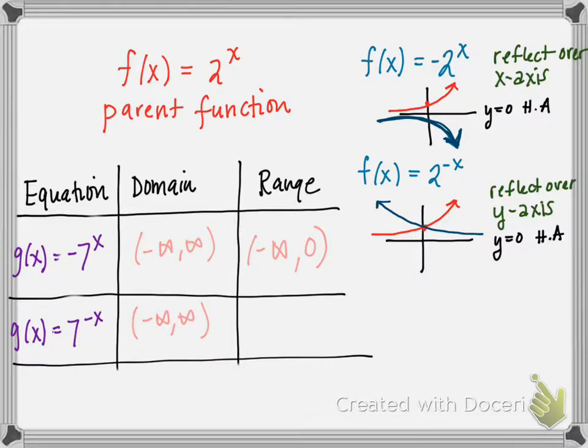Looking at our range, the lowest it goes. So the lowest this goes on the y-axis, we're looking at y values. It's getting closer and closer to 0, but it never actually touches 0. So we're going to use a parenthesis with a 0. And then the highest it goes, it's going to continually go up forever. So the highest it goes is positive infinity.